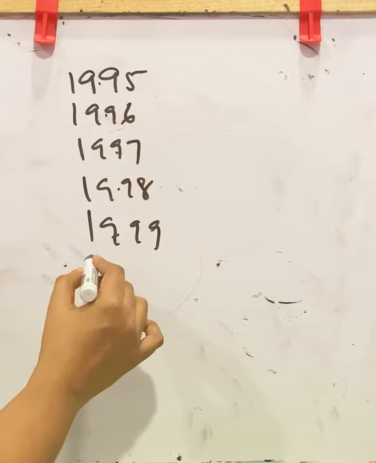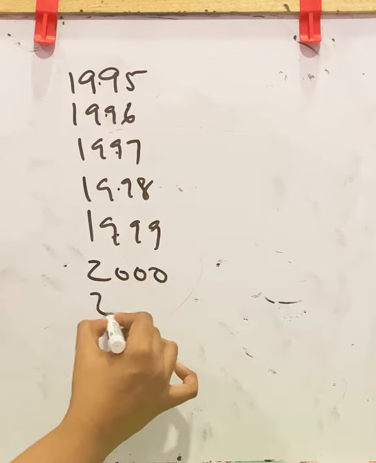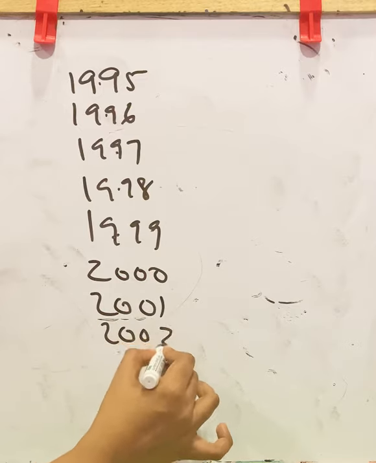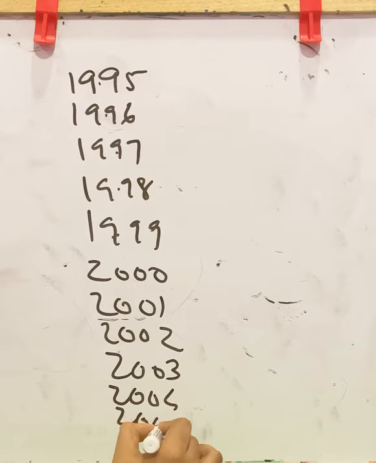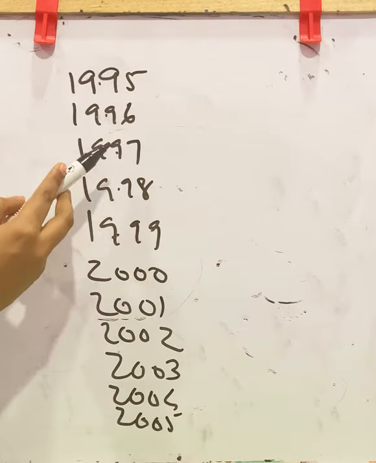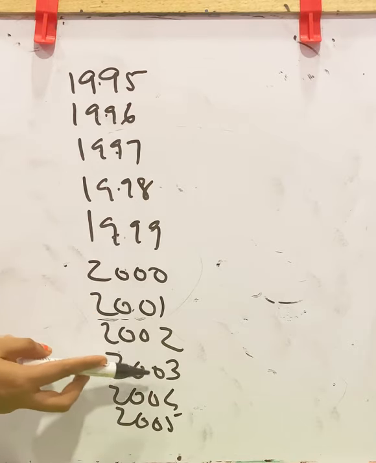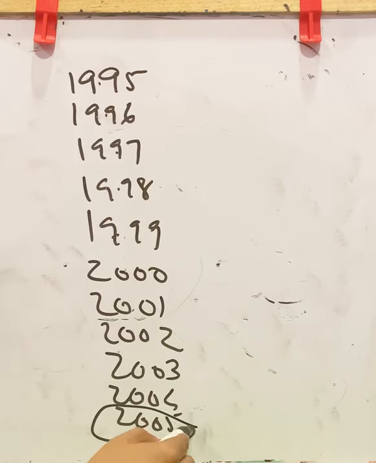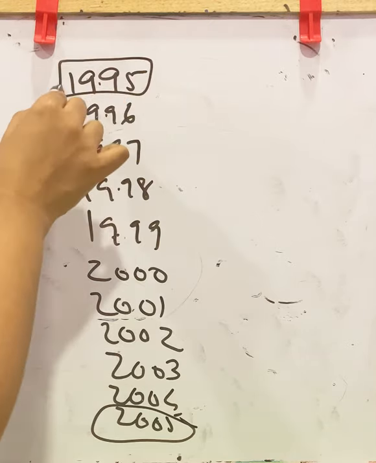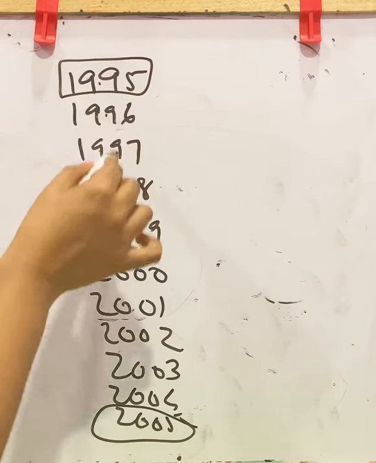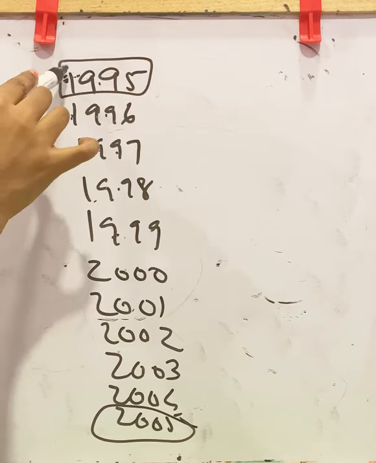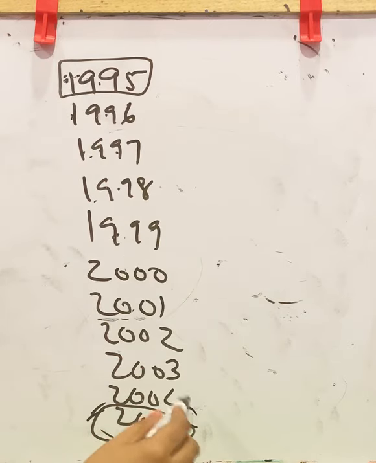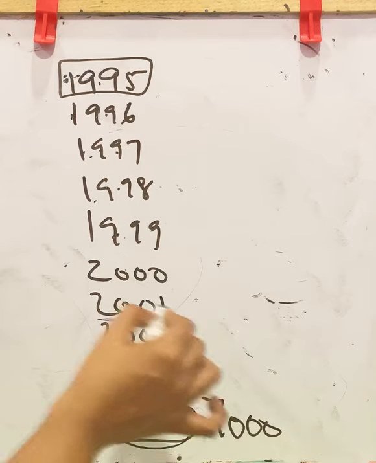This is the 5th year. Now 2000, 6th year. 2001, 2002, 2003, 2004, 2005. Now count 1, 2, 3, 4, 5, 6, 7, 8, 9, 10, 11. The 11th year is 2005. Here don't forget to consider this as the first year. Don't start counting from this one, because this is the first year. So from there you have to start counting. This is the 11th year and here we have 7,000 as the salary.